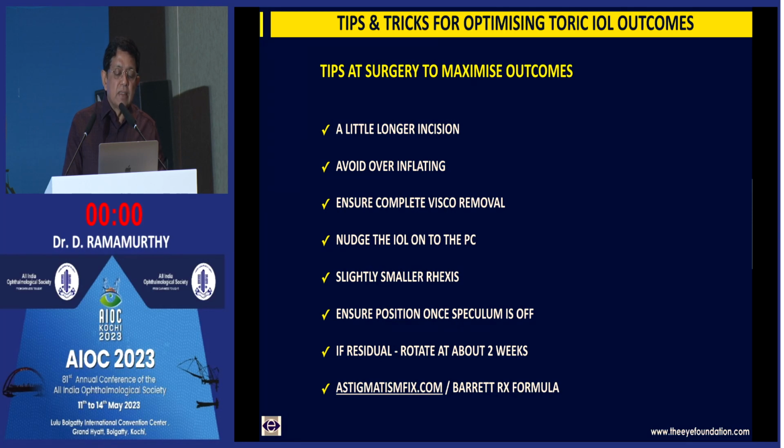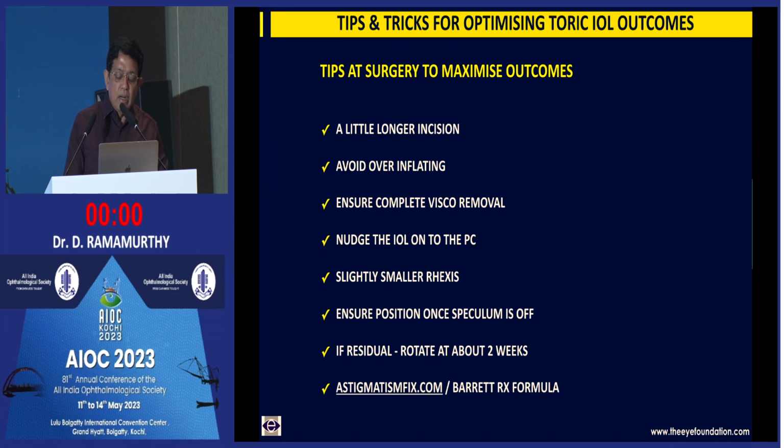During the surgery itself, create a little longer incision, a rectangular or a near square incision, so that they seal up very well. Avoid overinflating because we do not want viscoelastic or fluid behind the lens. Most often the rotation occurs in the first 1 hour after toric intraocular lens implantation. That's the reason for these patients alone we always patch the eye, see them after a couple of hours, take off the patch and send them home.